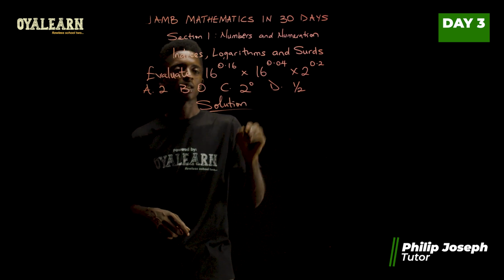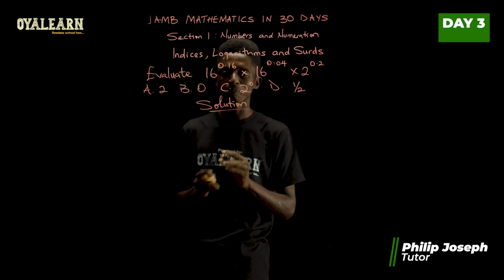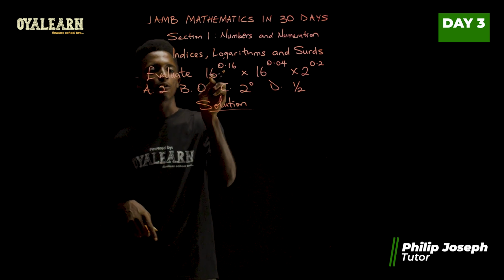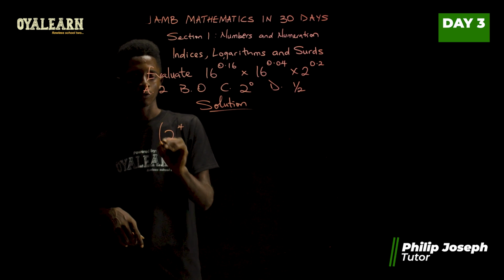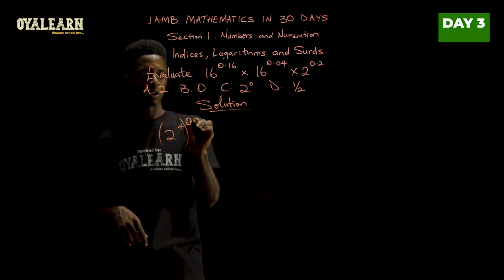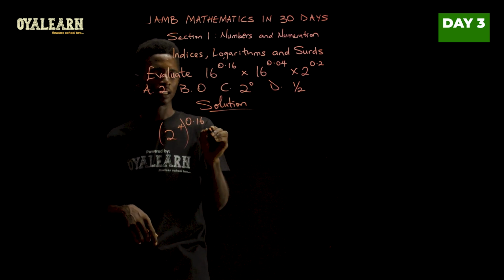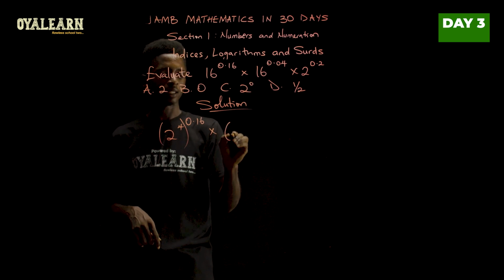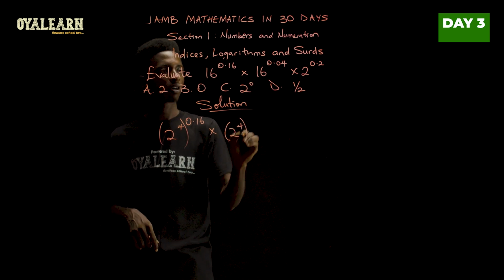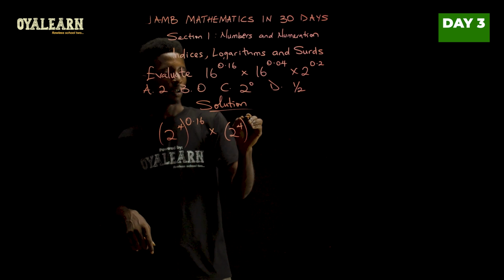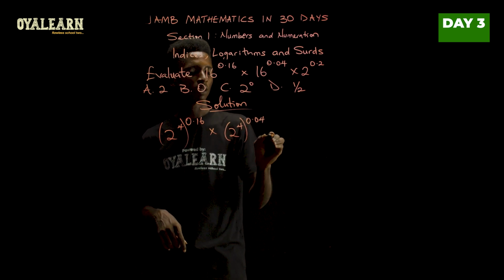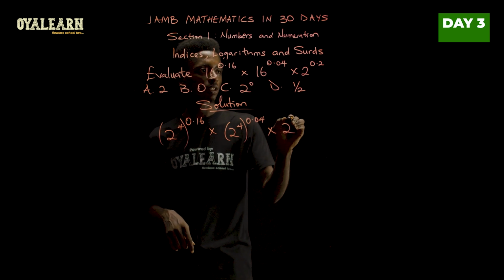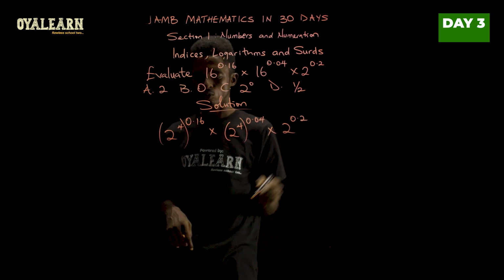To solve this, we ensure that they all have the same base index. So for 16, that will be 2 to the power of 4, all raised to the power of 0.16 for the first one here, times the second, which is also 2 to the power of 4, and this is 0.04, times 2 raised to the power of 0.2.